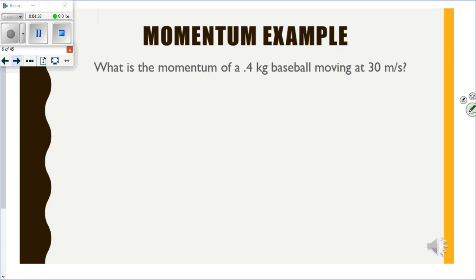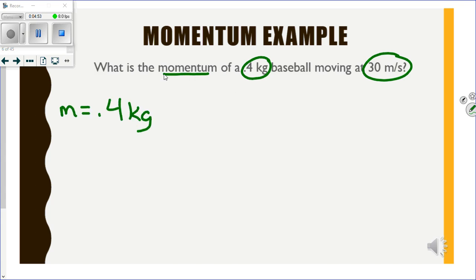So let's try calculating momentum. What if I wanted to know the momentum of a 0.4 kilogram baseball moving at 30 meters per second? Well, let's just look at what I'm given so far. We've got 0.4 kilograms. That's a mass. And we've got a velocity of 30 meters per second.